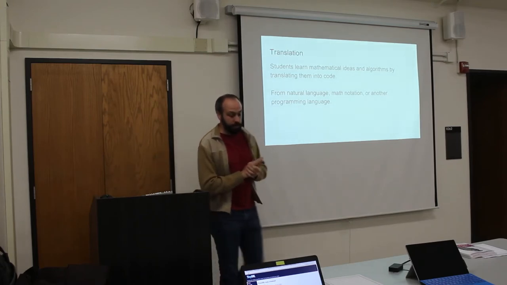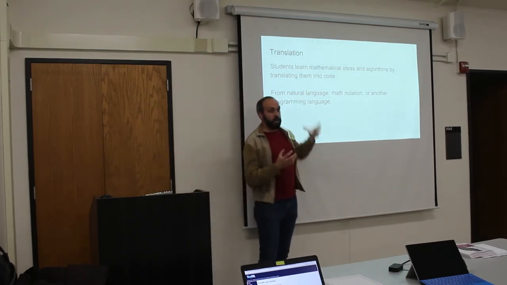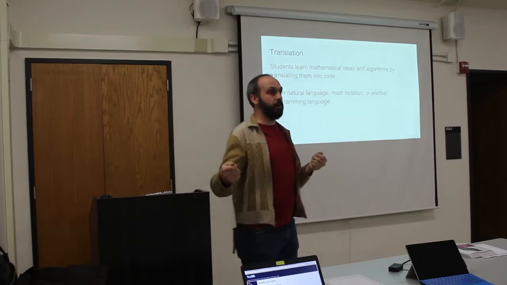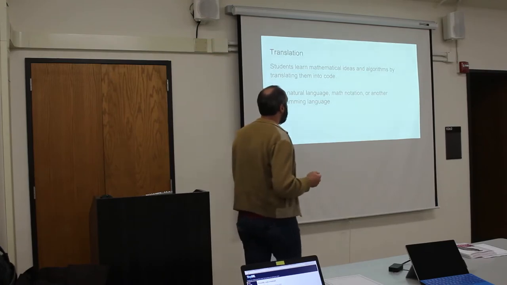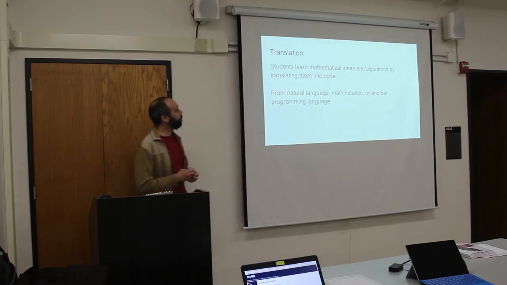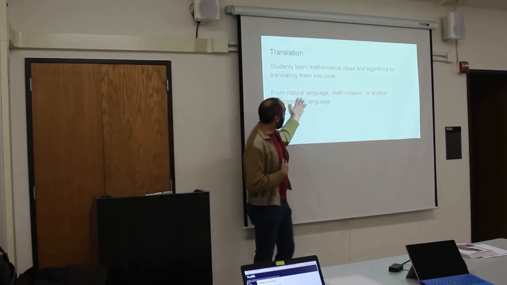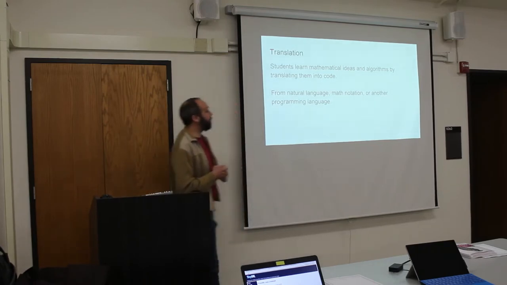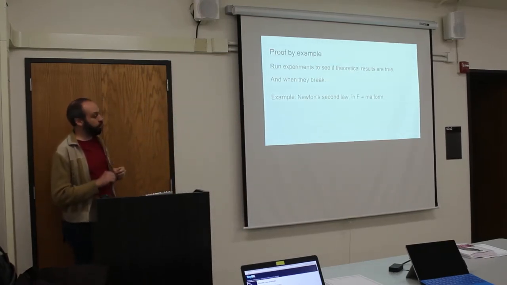The first, maybe the simplest one that you can think of: given a mathematical equation, can I write some code that implements that mathematical equation? So this is just translation between some mathematical idea and then an algorithm using some programming language to execute that. We talk about things in natural language, math notation, and programming languages there. So translation is the first one.